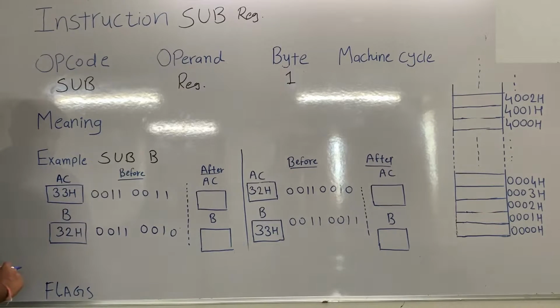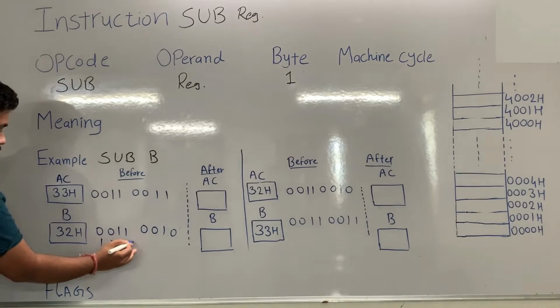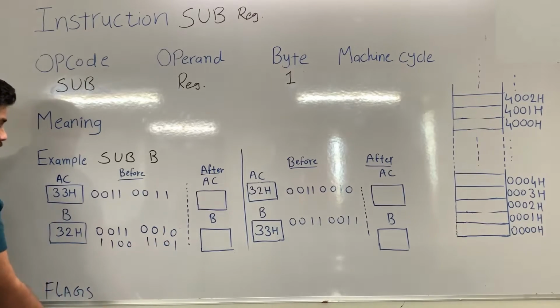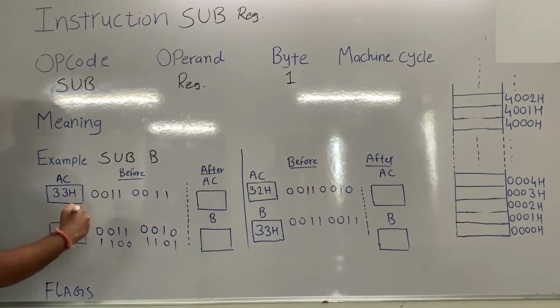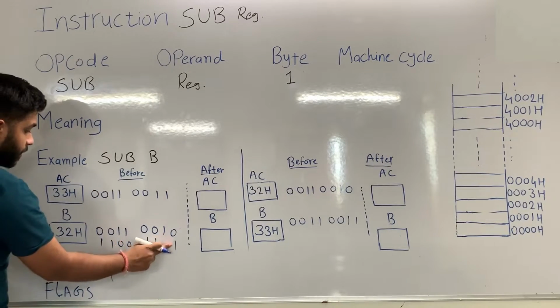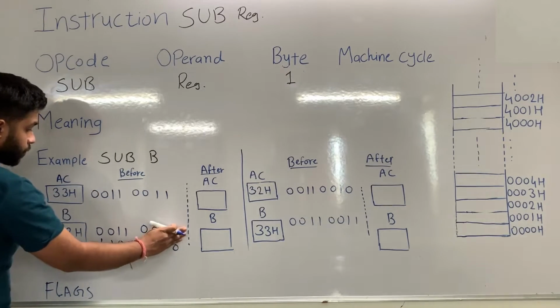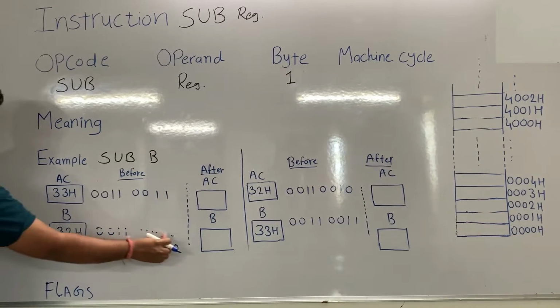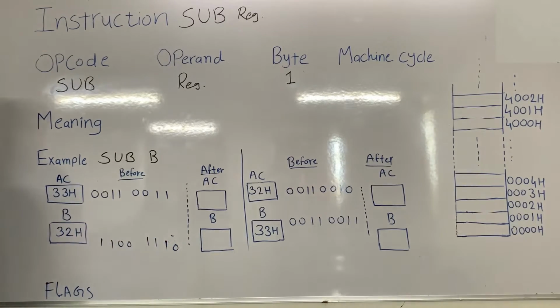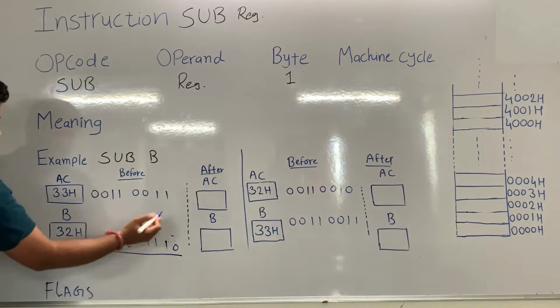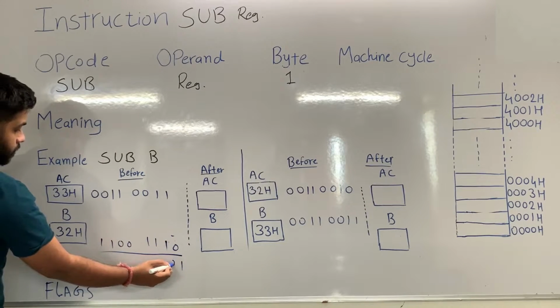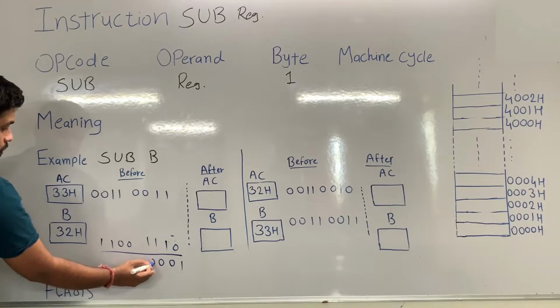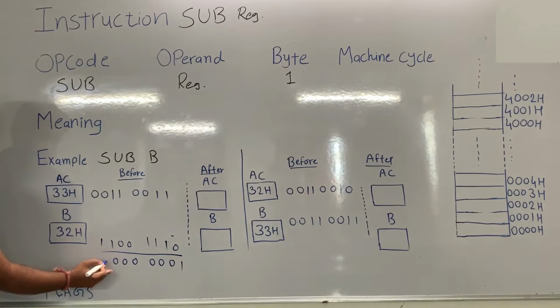So let's perform 1's complement of register B. You will get 11001101. This is the 1's complement. If you add 1, you will get 2's complement, that is 11001110. So this is the 2's complement of the register B. After that, the microprocessor will perform the addition. So let's perform the addition: 1 0 0 0 0 0 0 0 and carry will be generated.